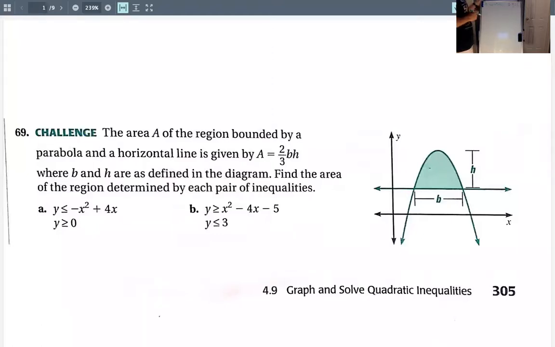So you basically need the components of that formula. You need the B and you need the H. Once you have the B and the H, then you just plug it in. It's 8:30, good morning. So you're trying to find the B and the H. The picture shows you how you define B and H.